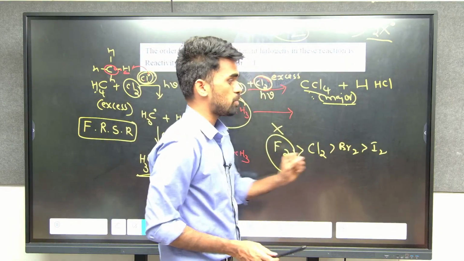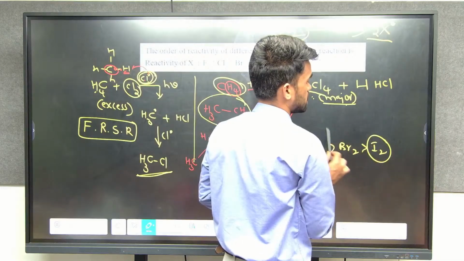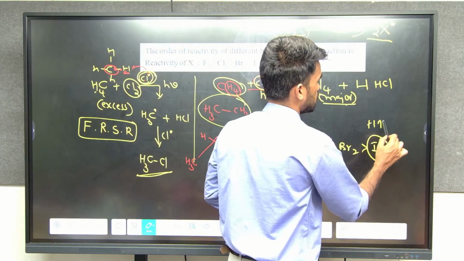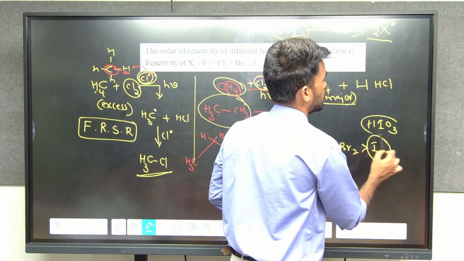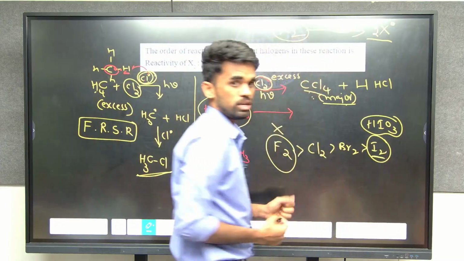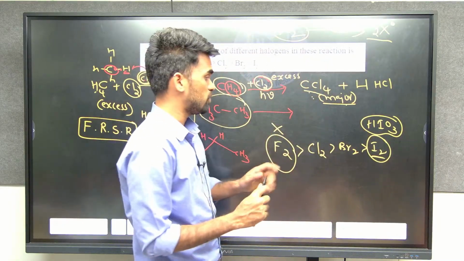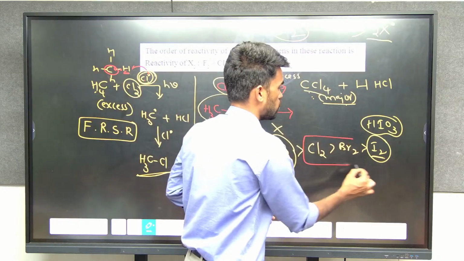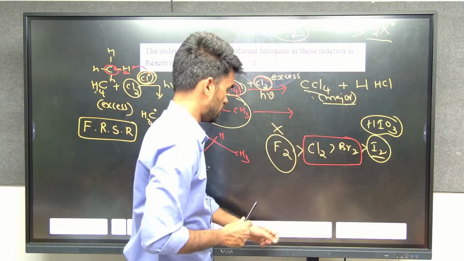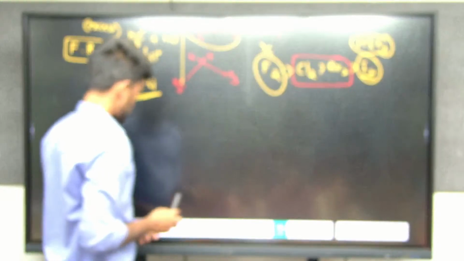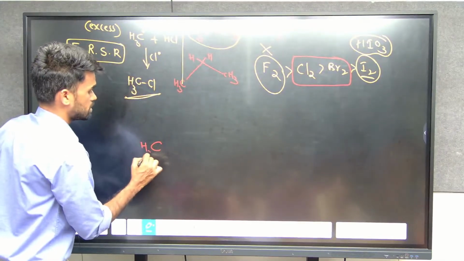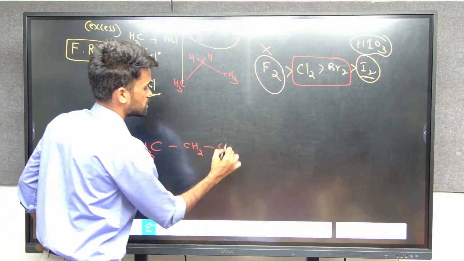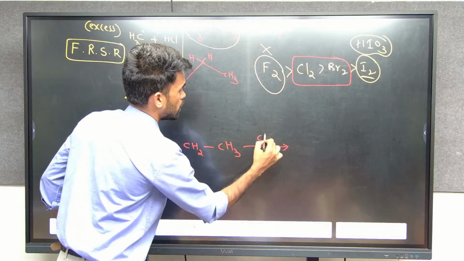For the iodination process we require some oxidizing agents like HIO3, that kind of oxidizing agent we will use when we are doing iodination. So it means it is convenient for which process? Chlorination and bromination. See, I am writing CH3, CH2, CH3. They will ask you a question like this.